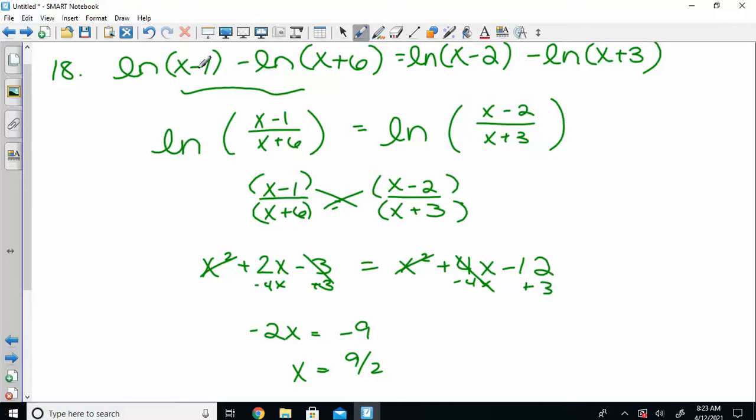Check: 9/2 is like 4.5, so will all of those arguments be positive? Yes. What would you say if one of them wasn't positive when you plugged it back in? No solution. We only had one answer. If it doesn't work, there is no solution.